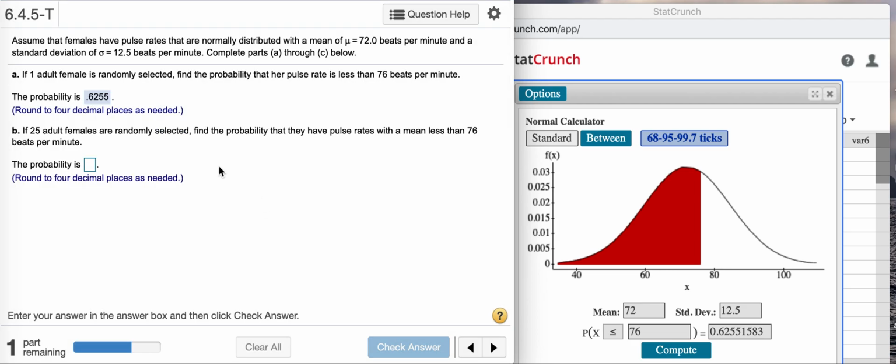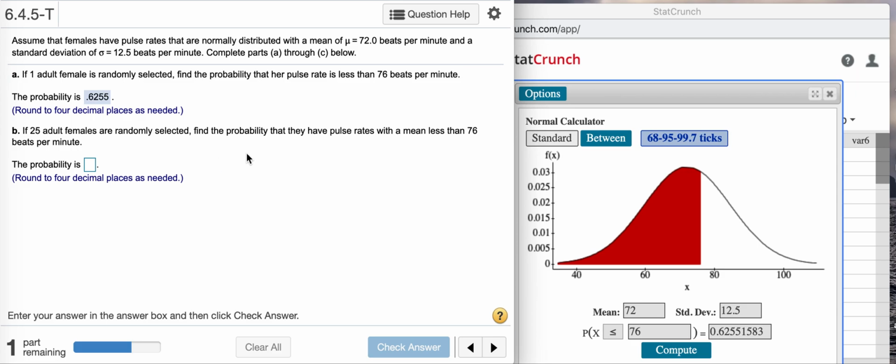Okay, now in this case, if 25 adult females are randomly selected, find the probability they have pulse rates with a mean less than 76 beats per minute. So they're asking essentially the same probability question, but not about the individual that is selected at random, but the sample mean from a random sample of 25 females.